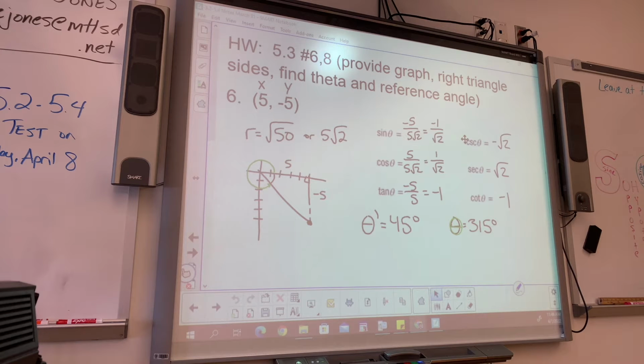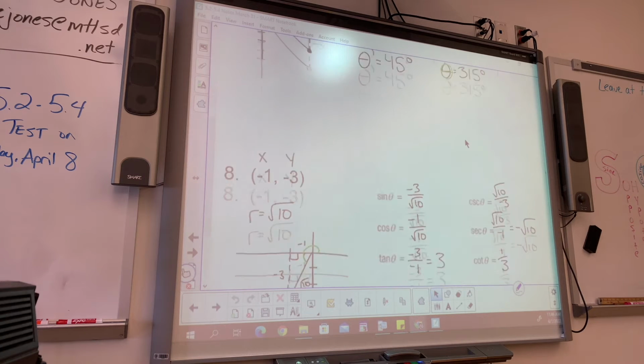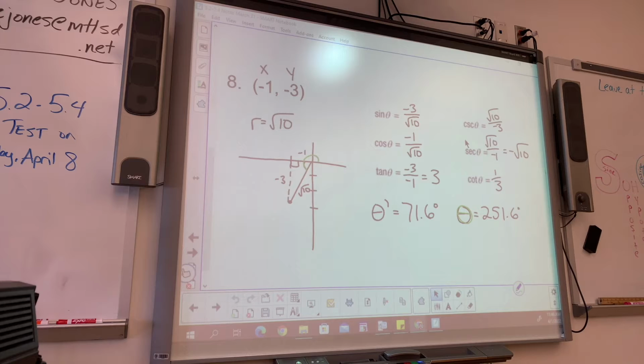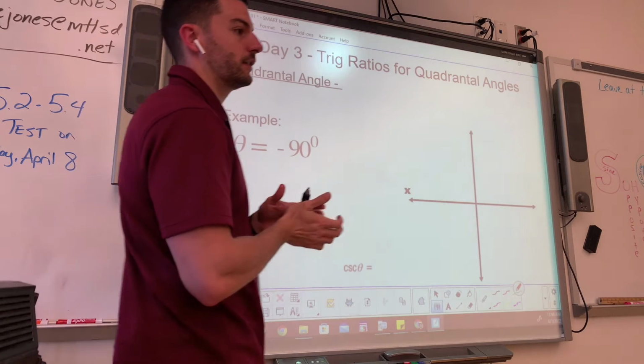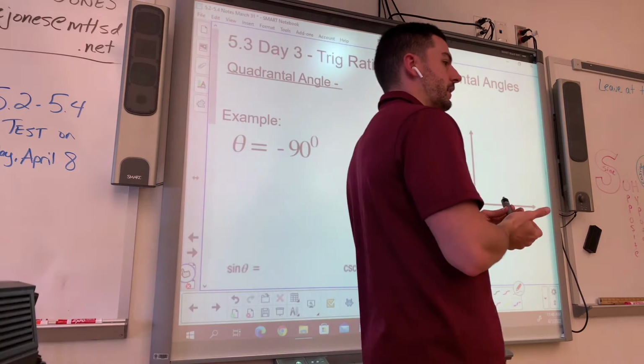Okay, any homework questions? Number 6 or number 8? I think that's page 15 or 16 in the packet.